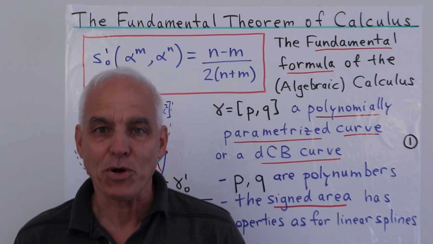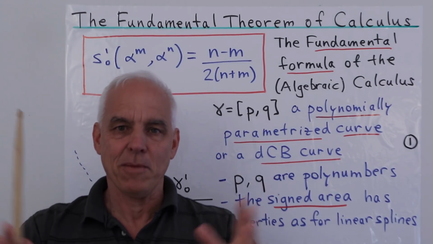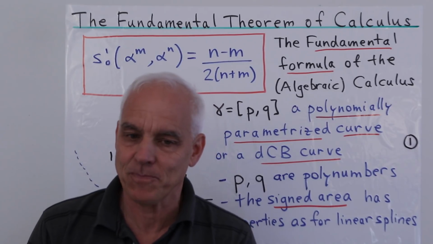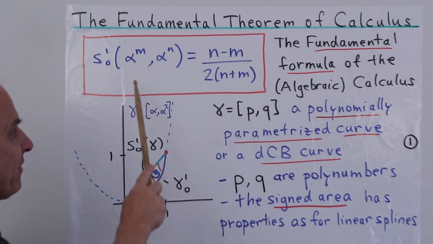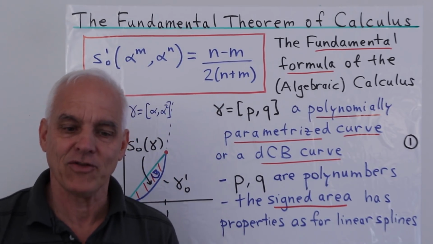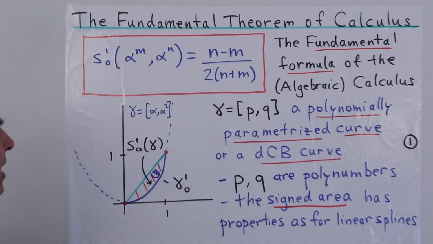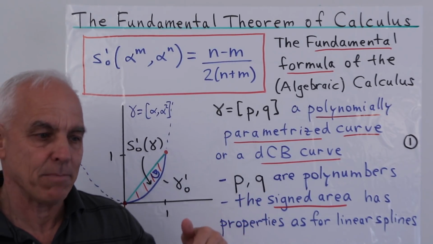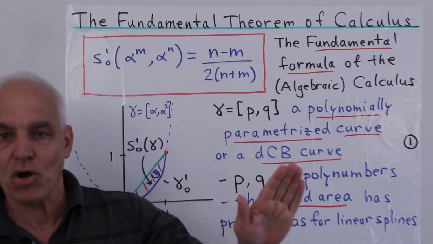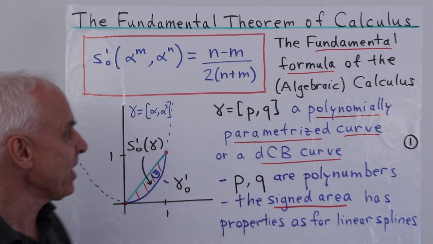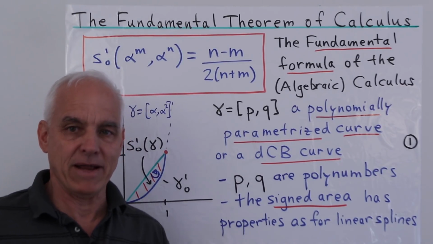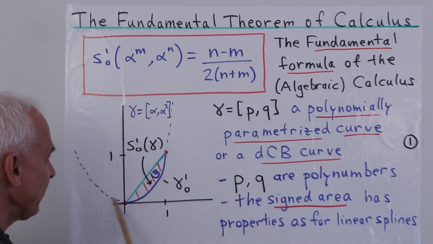In today's video we're going to describe the fundamental theorem of the algebraic calculus. This follows on from our fundamental formula of the algebraic calculus that we've just been talking about. This is a formula that tells us what the signed area of a particular kind of polynomially parametrized curve is. A curve given by two pure powers, alpha to the m and alpha to the n. So that generates some kind of curve.